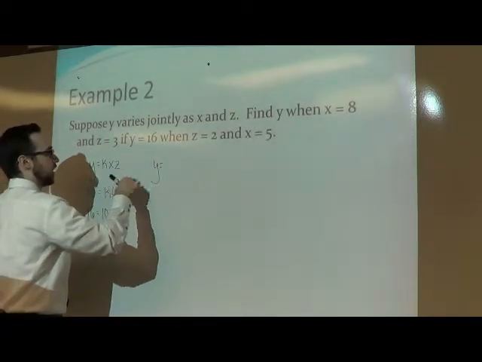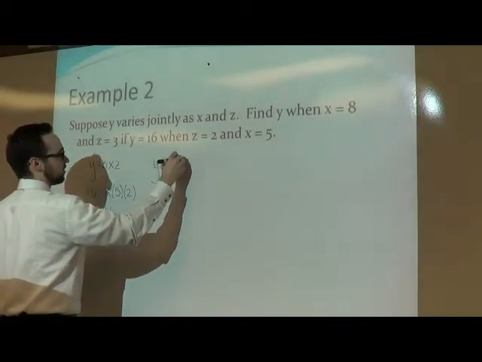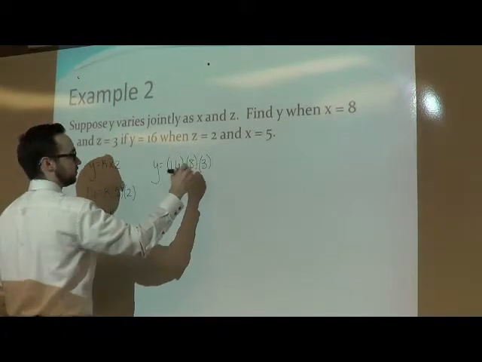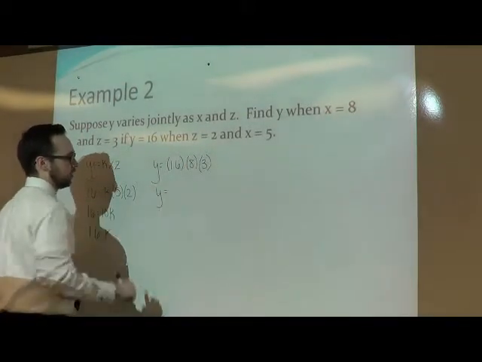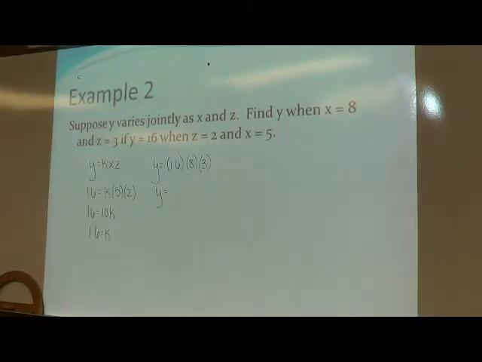So we have find y when x is 8, so we're going to have 1.6 times 8 times 3. And then we multiply all of those things out. We get 38.4.